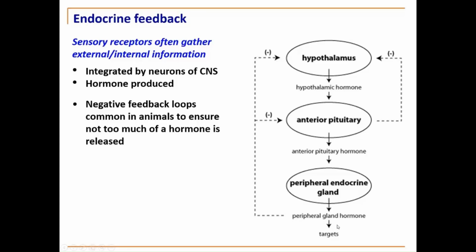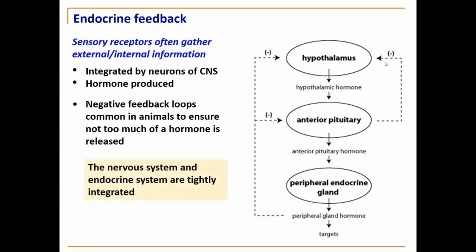So the more of this hormone that is produced, the more negative feedback you get on the anterior pituitary, and the more negative feedback you get on the hypothalamus to inhibit the release of these hormones, to make sure you stay within an ideal homeostatic balanced range. The anterior pituitary hormone may also inhibit hormones being released from the hypothalamus. Again, this is another part of that negative feedback to ensure that we don't produce too much of any one hormone, which can potentially go on to have adverse effects. So looking at this, you can see that the nervous system and the endocrine system are very tightly regulated and integrated together.